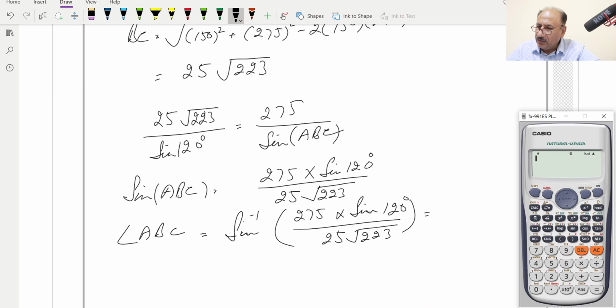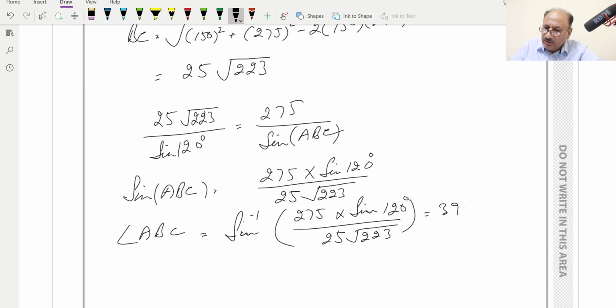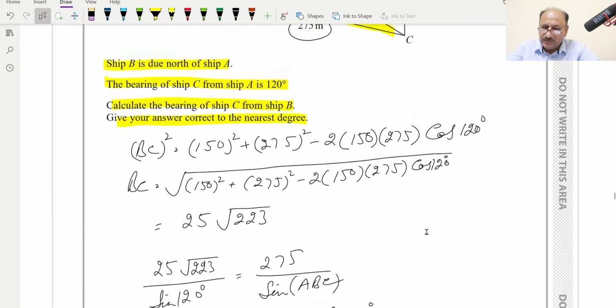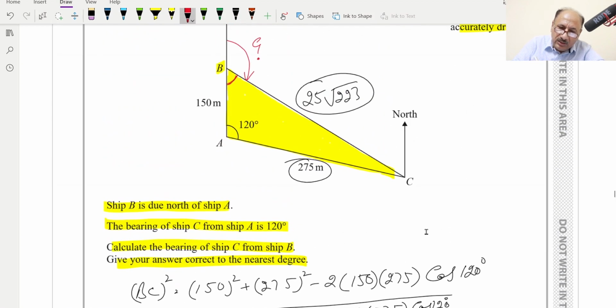And this will be our angle. So shift sine of fraction 275 into sine of 120 degrees divided by 25 root of 223, and here we can close the bracket, and this will be equal to 39.637. This is this angle, this one.